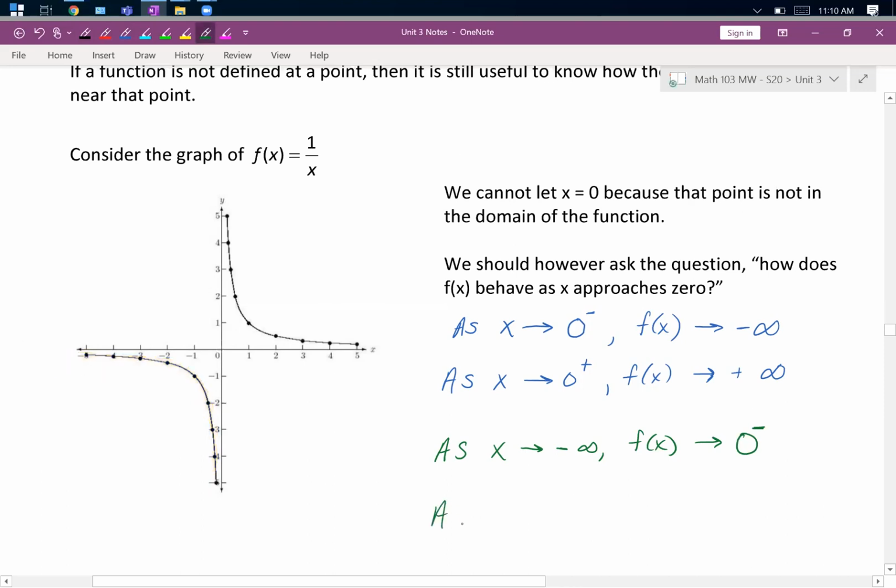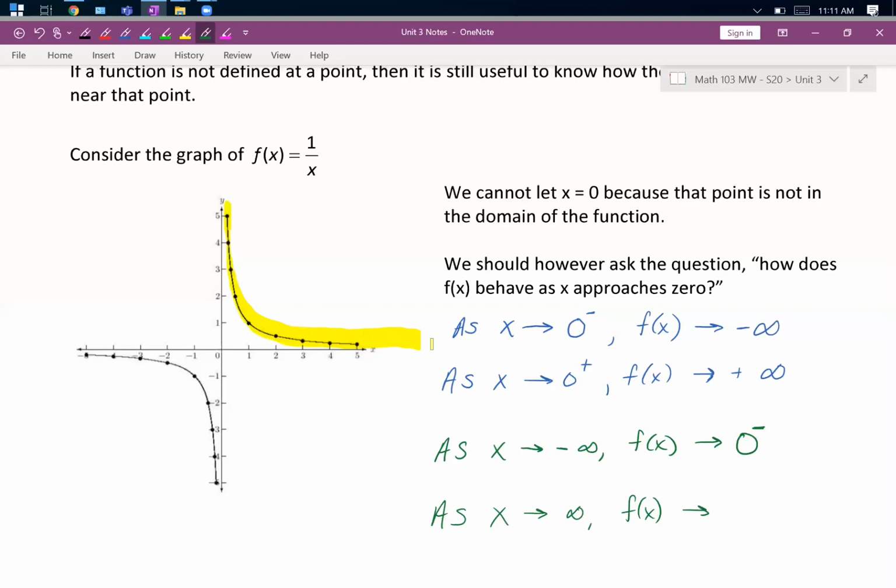And then lastly, we want to look at what's happening to the y value as x approaches positive infinity. So again, we're going to follow our graph. As x approaches positive infinity, what's happening to the y value? The y value also approaches 0. The y value again is approaching 0.